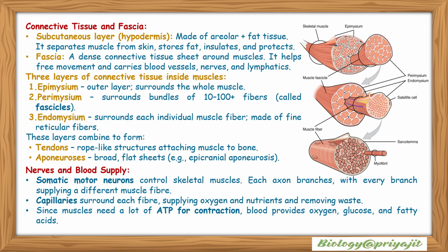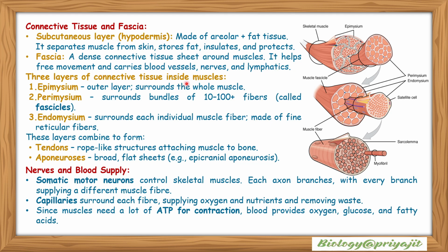Connective tissue and fascia: the subcutaneous layer, hypodermis, is made up of areolar and fat tissue. It separates muscle from skin, it stores fat, it insulates and protects. Fascia is a dense connective tissue sheet around muscle. It helps free movement and carries blood vessels, nerves and lymphatics.